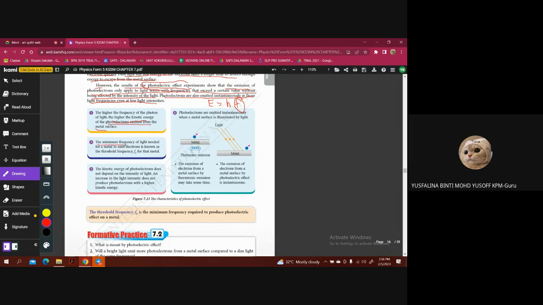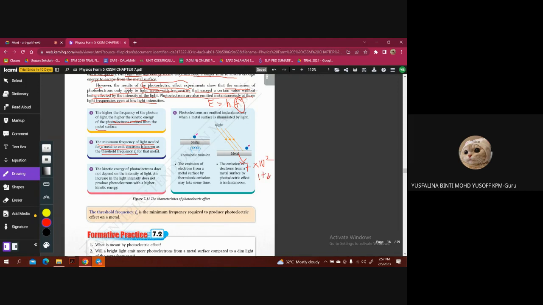The minimum frequency of light needed for a metal to emit electrons is known as the threshold frequency. So this is the minimum frequency for the metal to emit the photoelectron. Let's say I have a metal, and the light frequency here is, let's say, 7 times 10 to the power of 2 hertz. So this is the minimum.